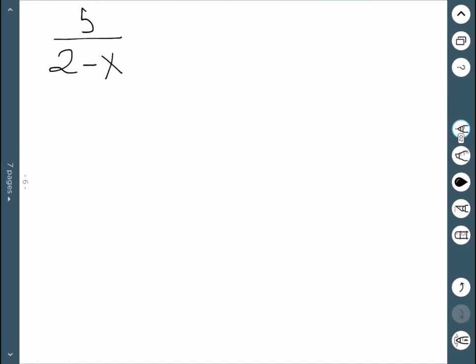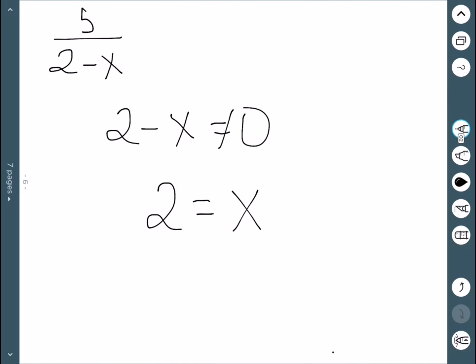For example, 5 over 2 minus x. So we know that the denominator cannot be equal to 0. And we know that that happens exactly when x is 2. Because if we stick it in, we see that 2 minus 2 is 0. So the domain here would be all numbers except 2.